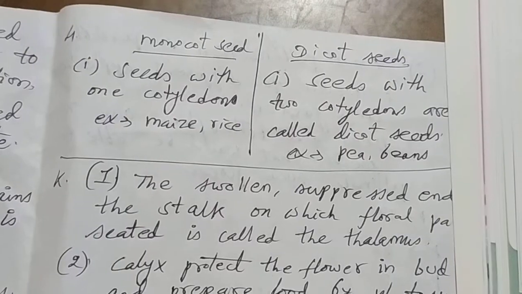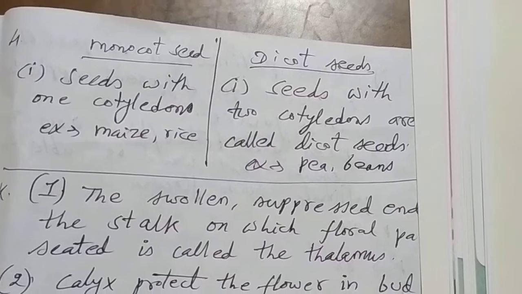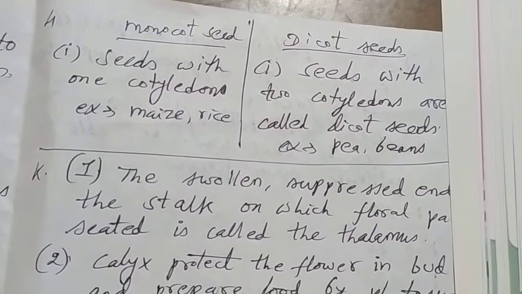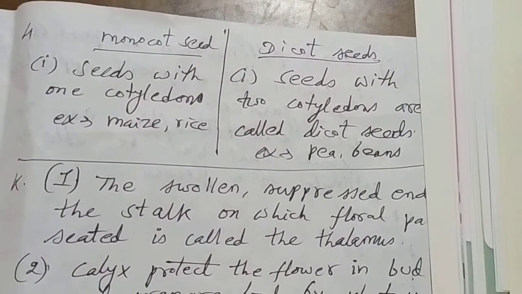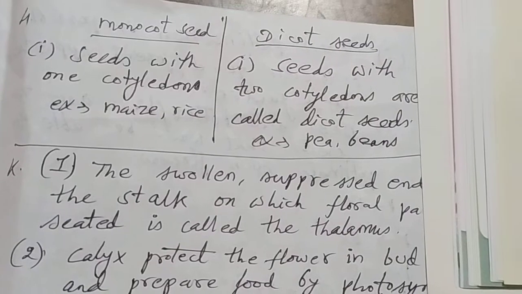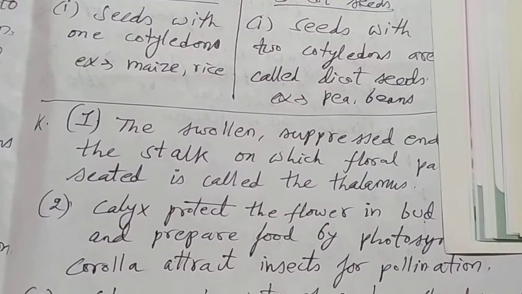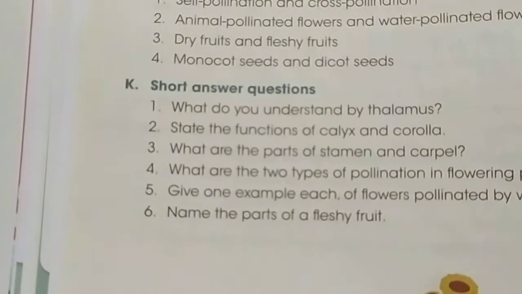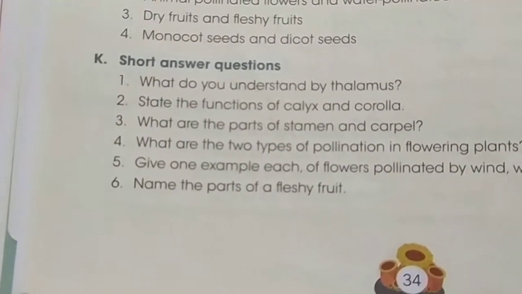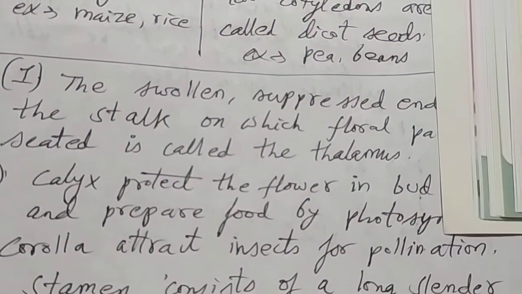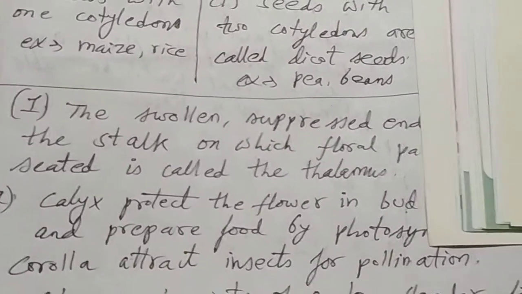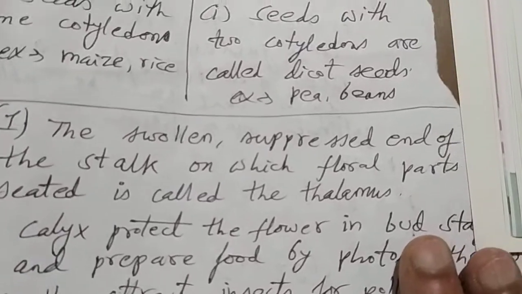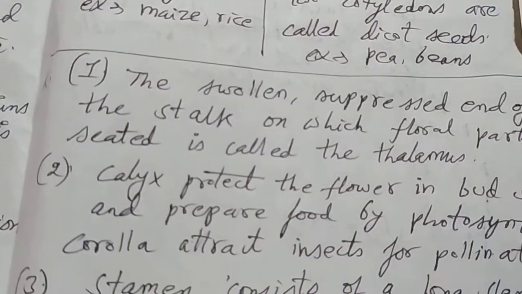Now next question is differentiate between monocot seed and dicot seed. Seeds with one cotyledon are called monocot seeds. Example, maize and rice. And seeds with two cotyledons are called dicot seeds. Example, pea and beans. Now question number K, you can see in the book, short answer questions. There are 6 questions. First one is, what do you understand by thalamus? The answer is the swollen suppressed end of the stalk on which floral parts are seated. Okay, that on which floral parts are seated is called thalamus.